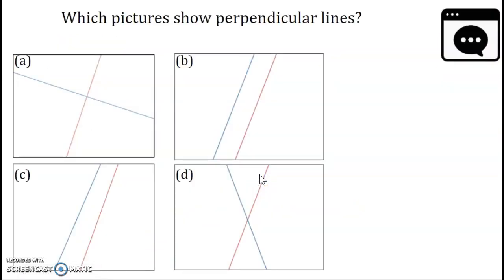Now we're going to be moving on to perpendicular lines. So first thing, I want you to tell me, of A, B, C, and D, which of the 2 lines here represent perpendicular lines?